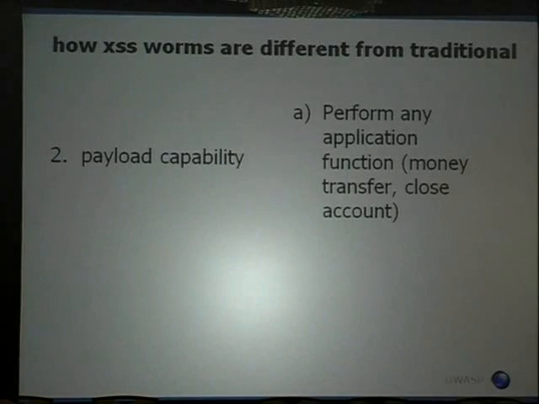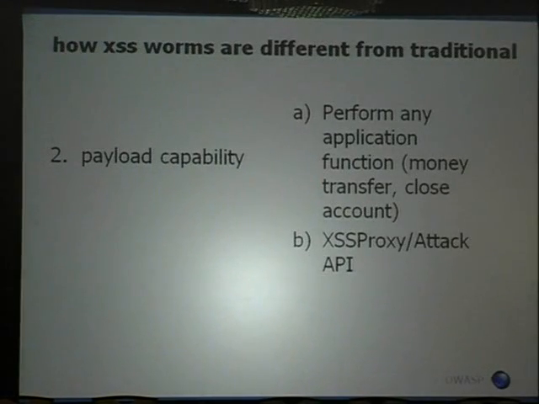Okay, the payload capability. The payload capability of a traditional network worm is any kind of malware that you want. Buffer overflow, format string, whatever, you can do any native code. But at the application layer, things are a little different. We can perform any application function. So if, God help us, our banks introduce any kind of social network capability, then a cross-site scripting worm could transfer money, could do all the kinds of things that you can do normally with a bank. JavaScript in the browser is game over as far as the application.